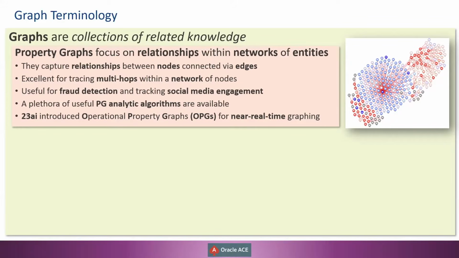In fact, that graph you can see on the right-hand side is an actual visualization of a social media messaging graph that I built. It's simulated, but it actually has some real-world comments in it. And as you can see here, what are we mapping in a property graph? Networks of entities.